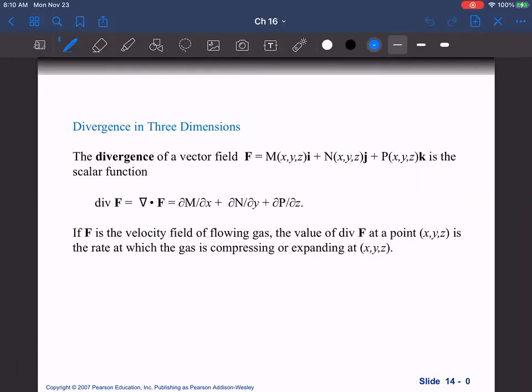And it tells us how much our fluid, here they say gas, but really it's a fluid, is flowing out of or into a point. There's not really a difference between a gas and a liquid. The reason they're saying gas is because most of the liquids like water tend to be pretty incompressible, and they don't really have a divergence. So these are expanding or compressing around a certain point x, y, z.